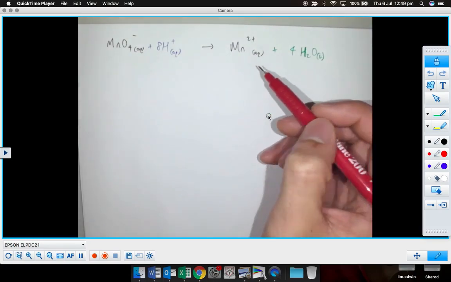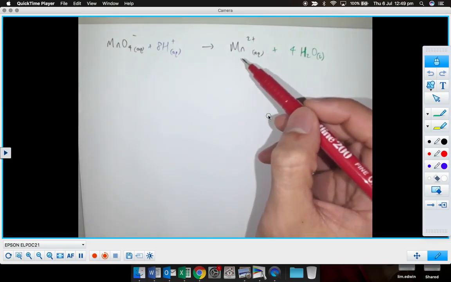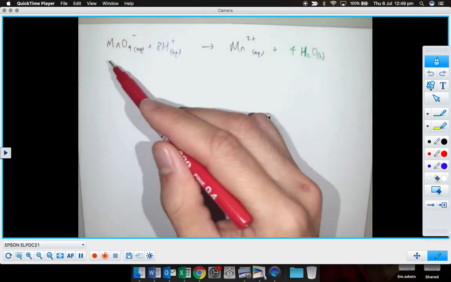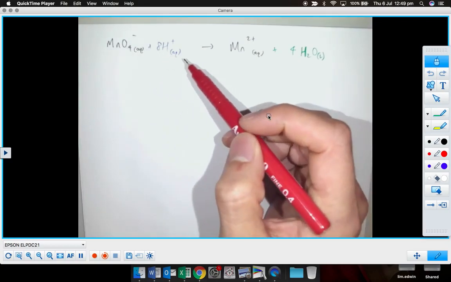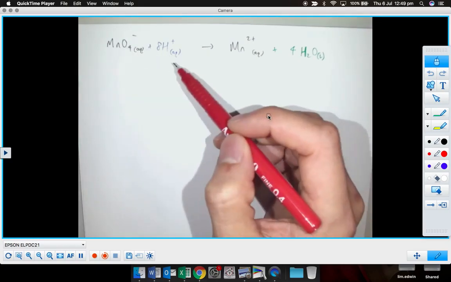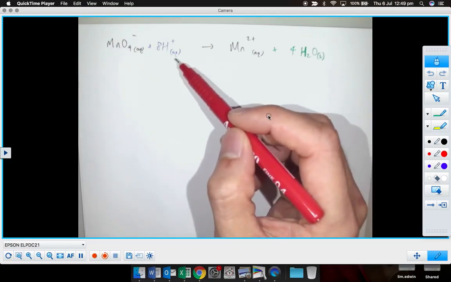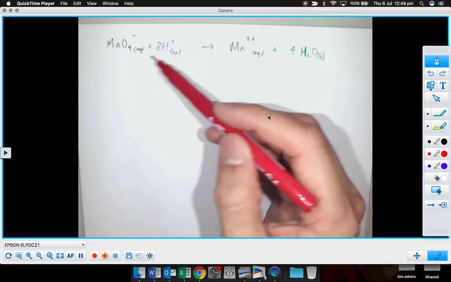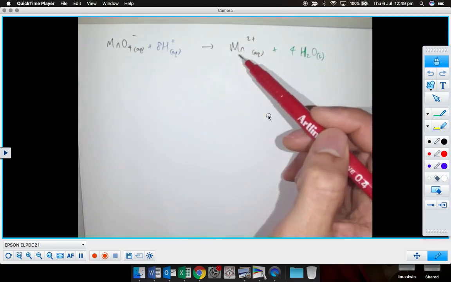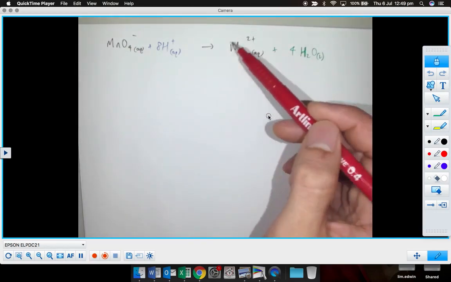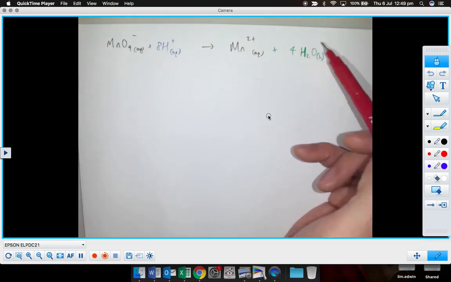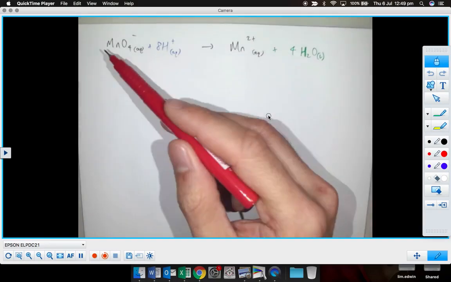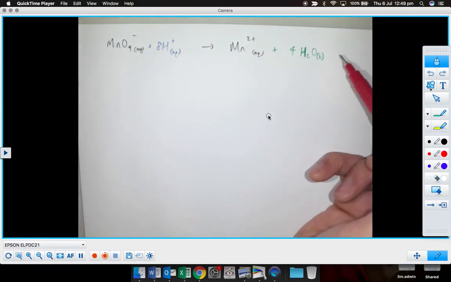You've got to look at how much charge there is on the left hand side. There is a 1 negative here, and there are 8 positives here. So we have a total charge of positive 7: 8 positives and 1 negative makes positive 7. We have a total charge of positive 2 here, and 0 here because there are no charges on the neutral substances. So positive 7 on the left, positive 2 on the right. We need to even this out by adding electrons.